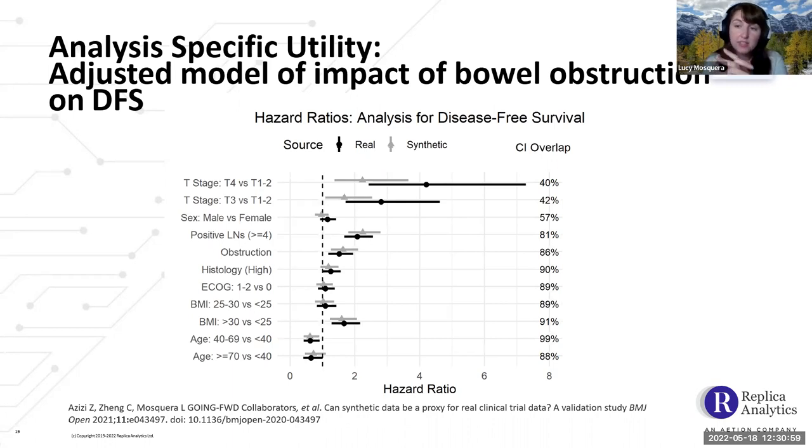And this data set was synthesized using a features and cohorts approach. So we had a very specific data set, a very specific outcome of interest, and we were able to generate an analytic data set where you have one row per individual. Based on this, you can see that the confidence interval overlap is quite substantial for real and synthetic data, ranging from 40% to 99%. So for this analysis-specific utility, where we've synthesized longitudinal data using a features and cohort approach, we've been able to reproduce the results that you would have gotten working with the real data.